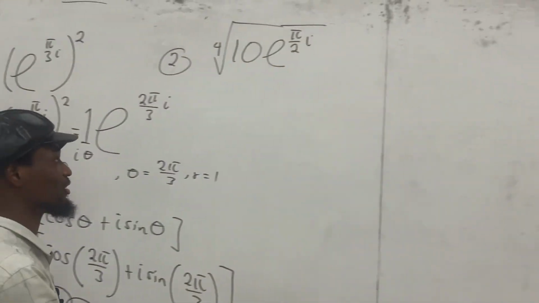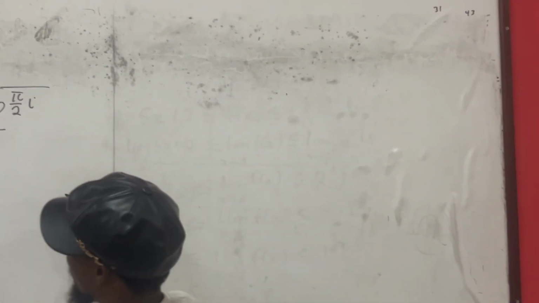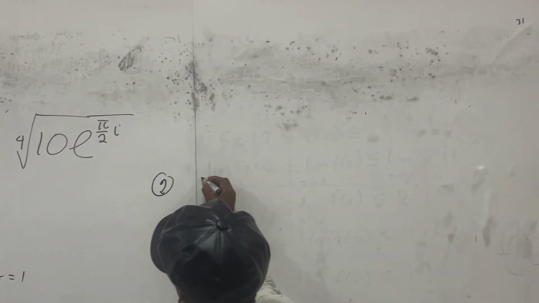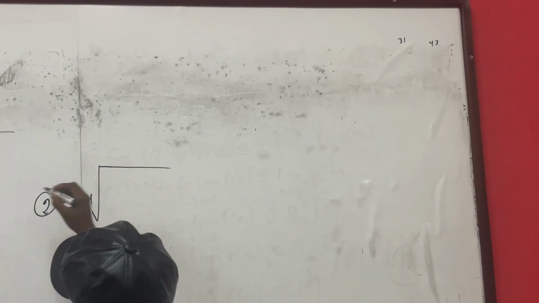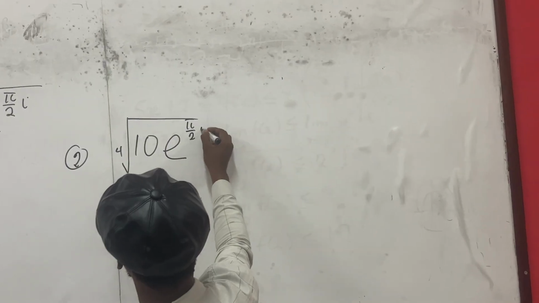And the second one, to end everything, it's just the same concept. So we have the fourth root of 10 multiplying exponential pi over 2i.